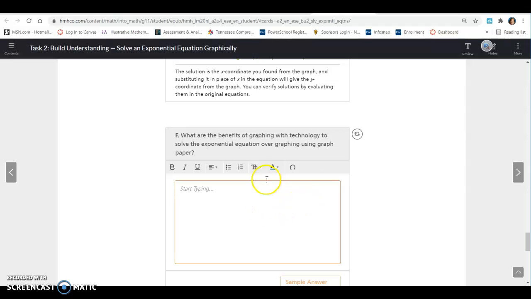All right, it says, what are the benefits of graphing with technology to solve exponential equations over graphing using graph paper? Well, your graphing calculator is going to draw that curve nice and smooth. When we draw it on graph paper, we're probably not as accurate. So graphing calculator probably is just a little better.